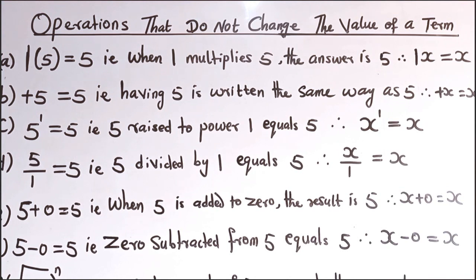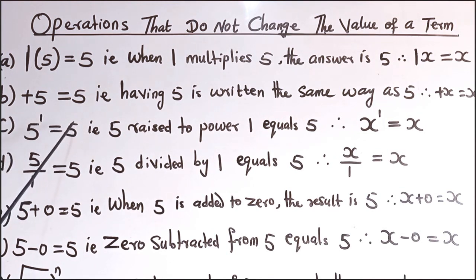Because of that, if we use x to represent the 5, we conclude therefore that plus x is equal to x. Next, that's number C, is raising 5 to power 1. See it here. This is 5 raised to power 1. This is an operation being carried out on 5. 5 raised to power 1 is equal to 5.